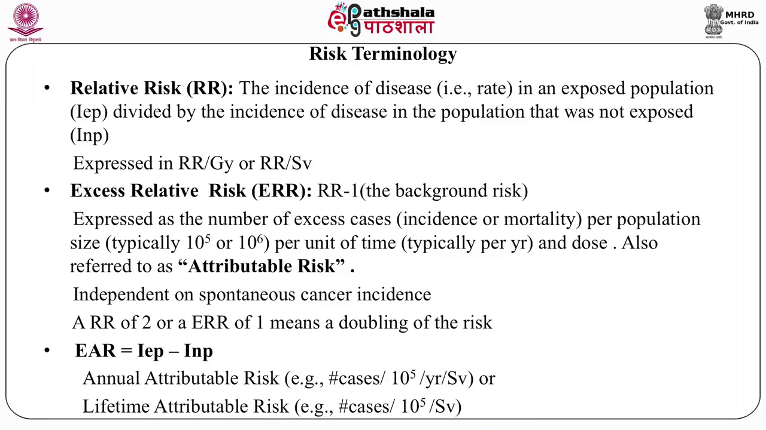Now, what is the other term? Excess attributable risk, which I told you, is also expressed in terms of the number of cases per population, and the population, I told you, could be 1 lakh or 10 lakh per year per sievert. And the other way of expressing the risk is lifetime attributable risk. Again, the number of cases per 1 lakh of population per sievert of dose.